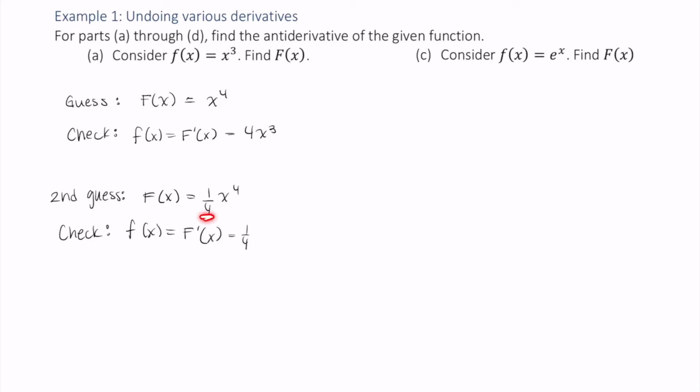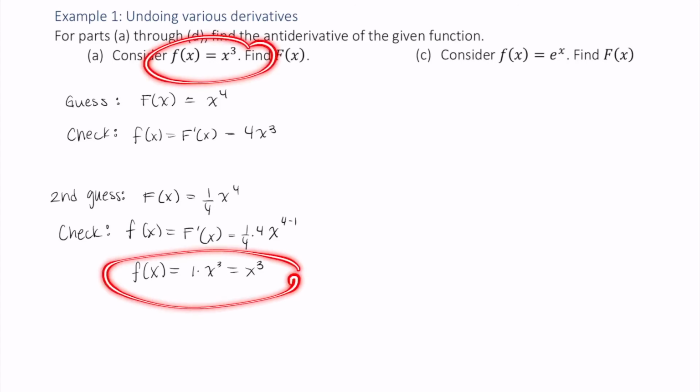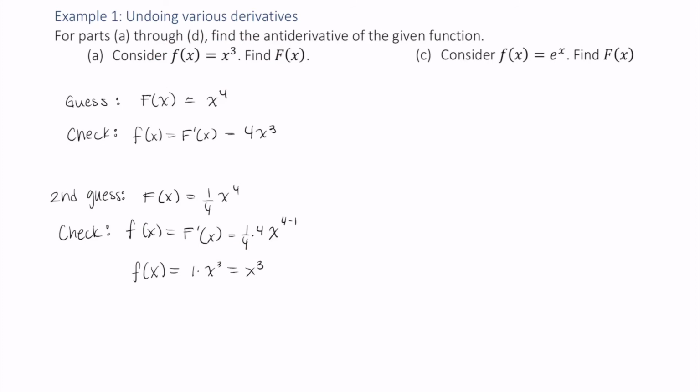So I have the 1/4 in front that hasn't changed. Then I'm going to use the power rule to bring this 4 forward, x to the 4th to the 1 power. So little f of x is equal to 1 times x cubed, or just x cubed. Now this matches this. So I know that an antiderivative for little f is here, and the antiderivative, big F, is equal to 1/4 x to the 4th plus c.